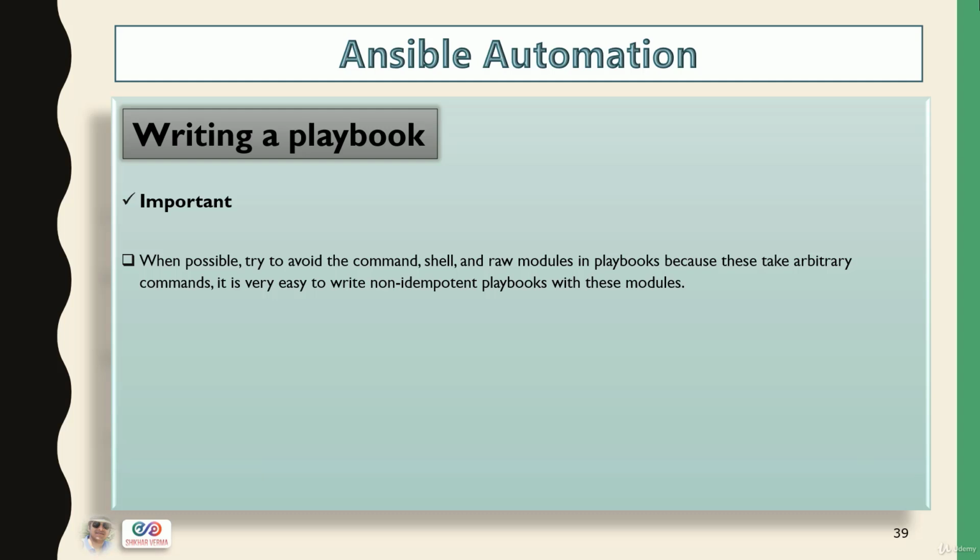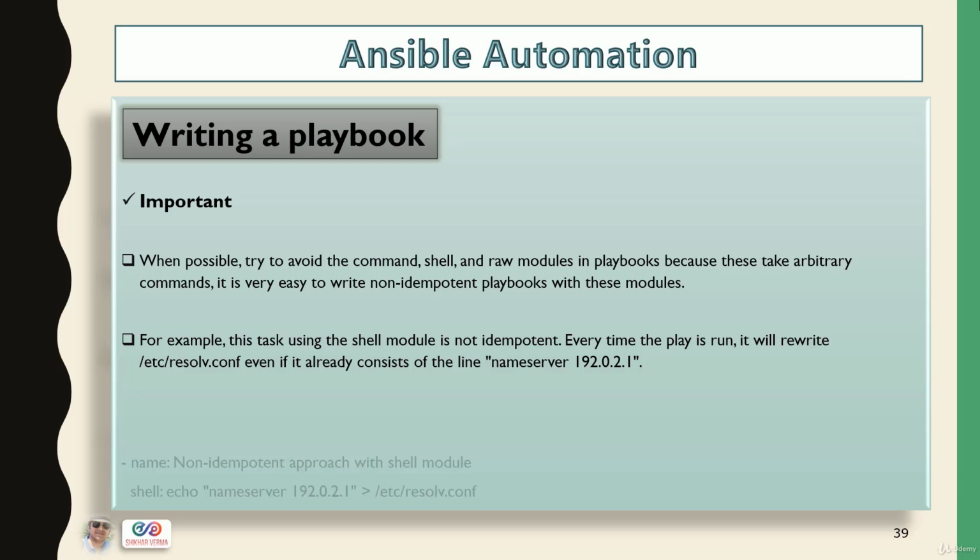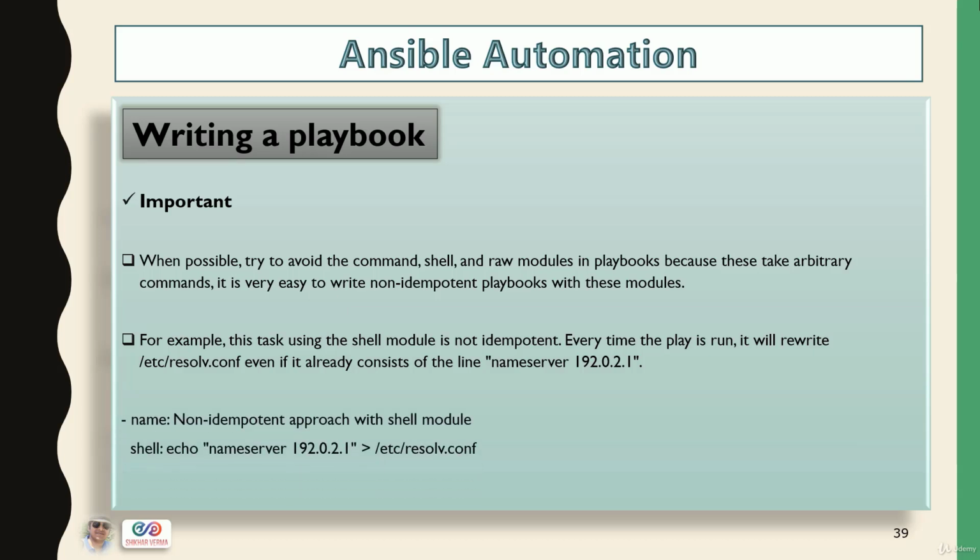So in simple words, the behavior of the command, shell and raw modules is non-idempotent. So we need to understand what is non-idempotent and what is idempotent. I have taken a very simple example. Here you can see a very simple playbook in which I have used the shell module. This playbook is basically putting this content, that is name server space some IP, into this file.